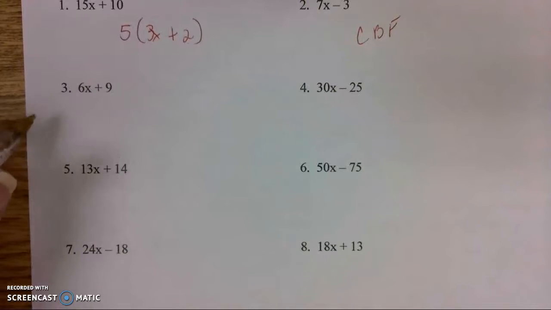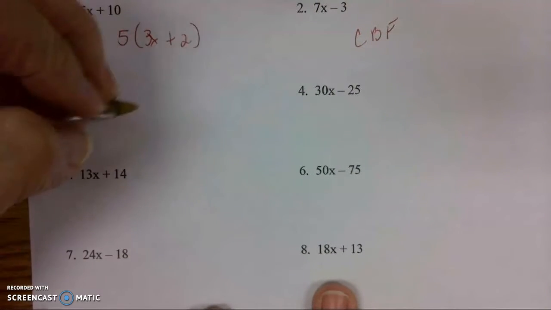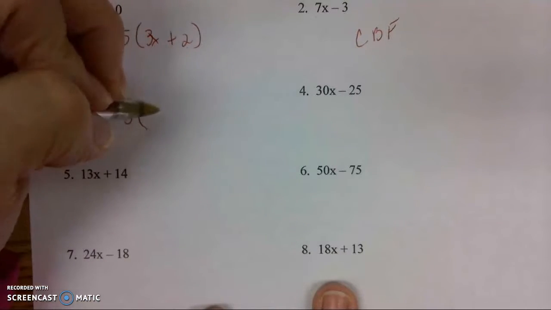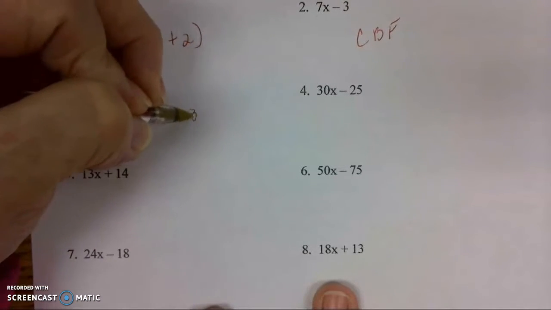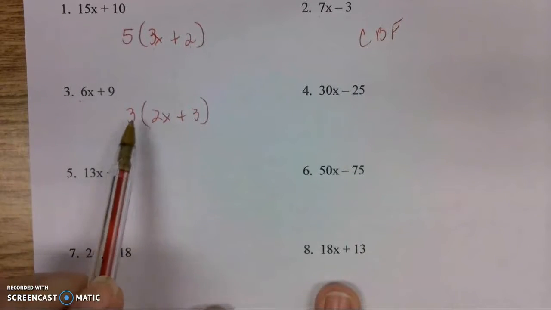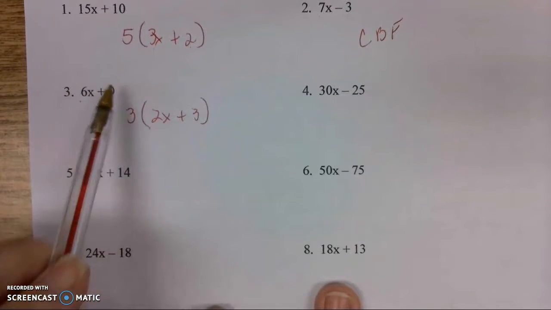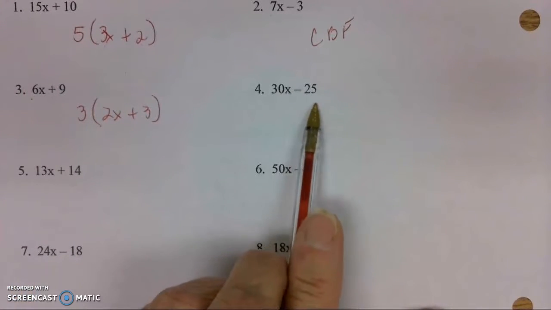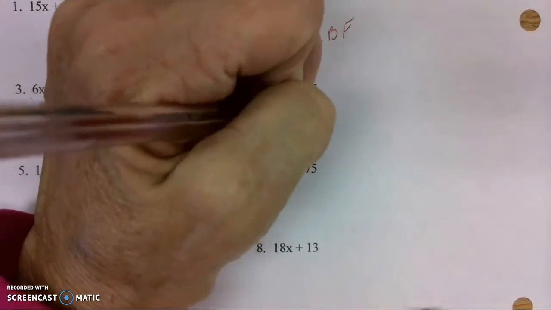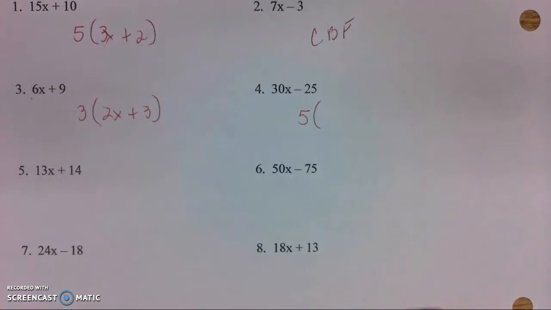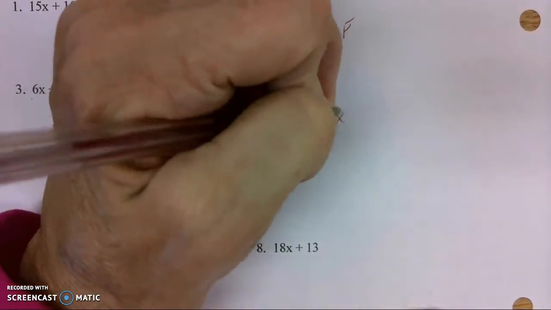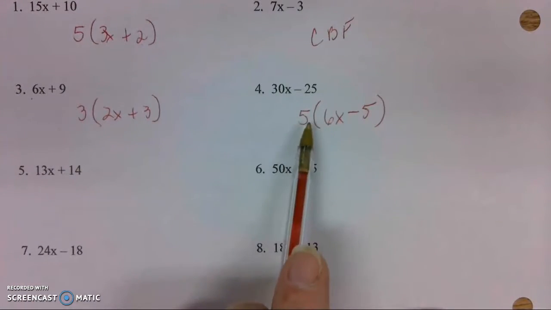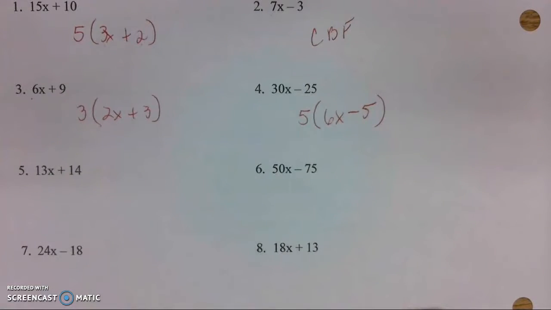Number 3. I have a 6 and a 9. I know that that greatest common factor is 3. 2x plus 3. 3 times 2 is 6. 3 times 3 is 9. Number 4. I have a 30 and a 25. So I can factor out a 5. 6x minus 5. 5 times 6 is 30. 5 times 5 is 25.